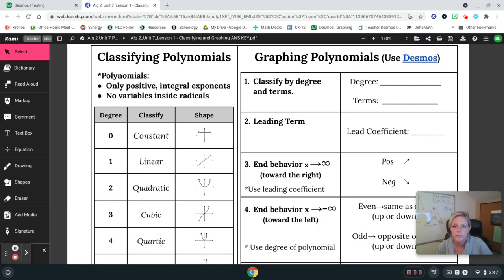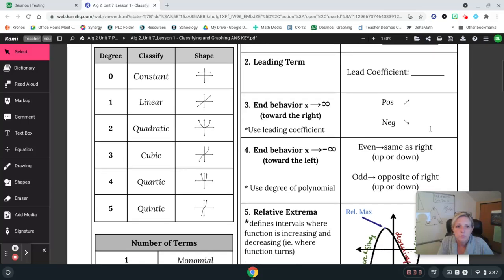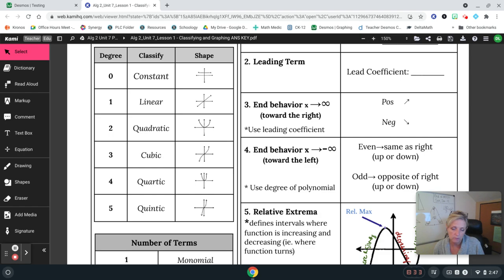And so we always look at the highest exponent in order to determine the degree. If the exponent is 0, which means this is an equation like f of x equals 5, that is a constant, and this shape would just be a horizontal line at whatever that numerical value is. If the degree is 1, that would be like f of x equals 3x. Anything with x to the first power would be linear. Those are like y equals mx plus b, all of those formulas. And that would be a straight line.